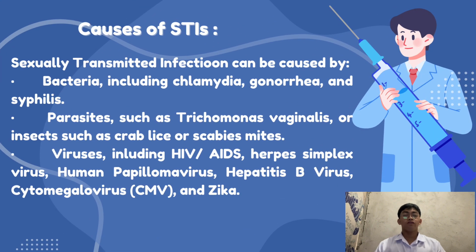Let's move on to causes of STIs. Sexually transmitted infections can be caused by, first, bacteria, including chlamydia, gonorrhea, and syphilis; parasites such as Trichomonas vaginalis, or insects such as crab lice or scabies mites; and viruses including HIV, AIDS, herpes simplex virus, human papillomavirus, hepatitis B virus, cytomegalovirus or CMV, and Zika.